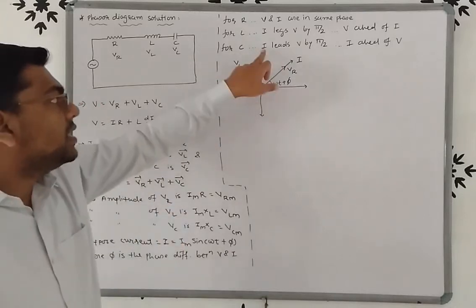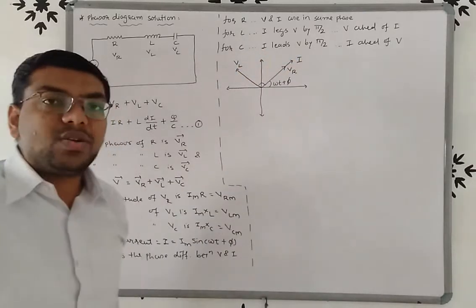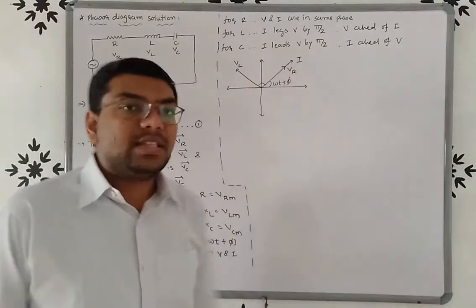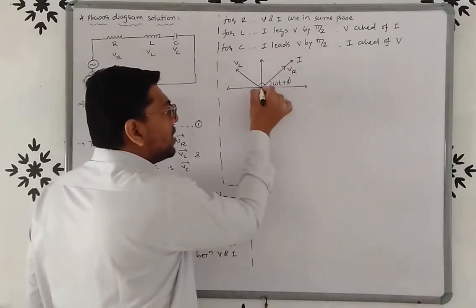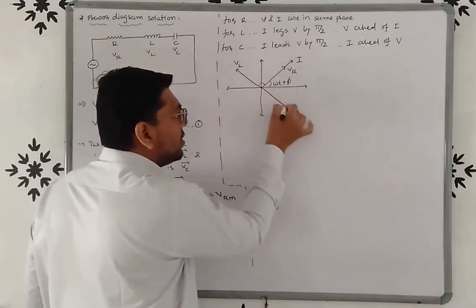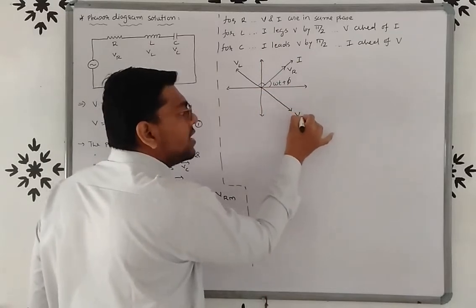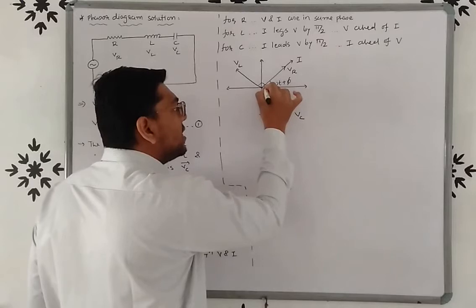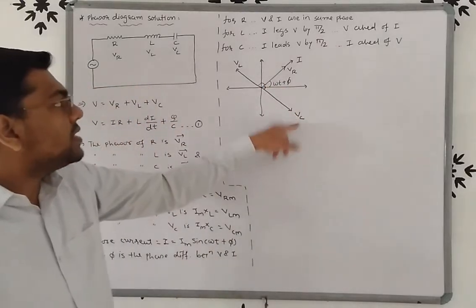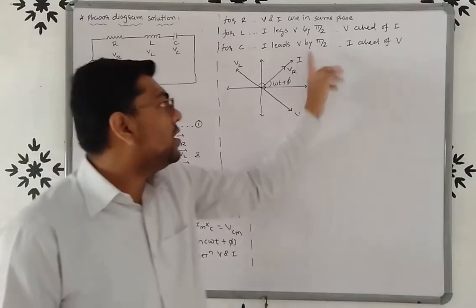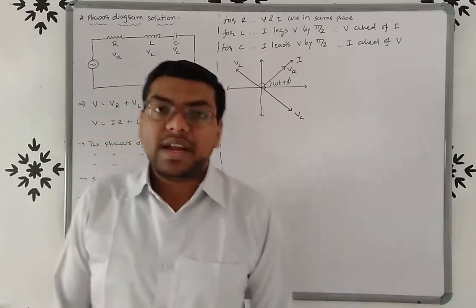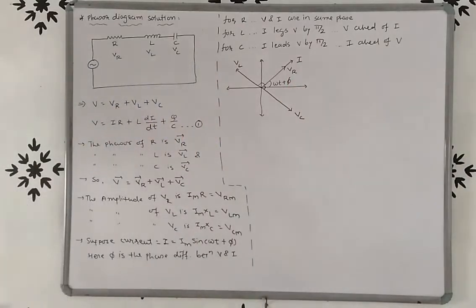Now for capacitor, current leads voltage by pi by 2. So here current is ahead of voltage, right? So for capacitor, current is ahead of voltage. So for capacitor, the phasor is like this. This is VC. So again this angle is 90, right? So for capacitor, current leads voltage by pi by 2. So current is ahead of voltage. You can see in this figure, right? So friends, this is the phasor of RLC circuit, right?